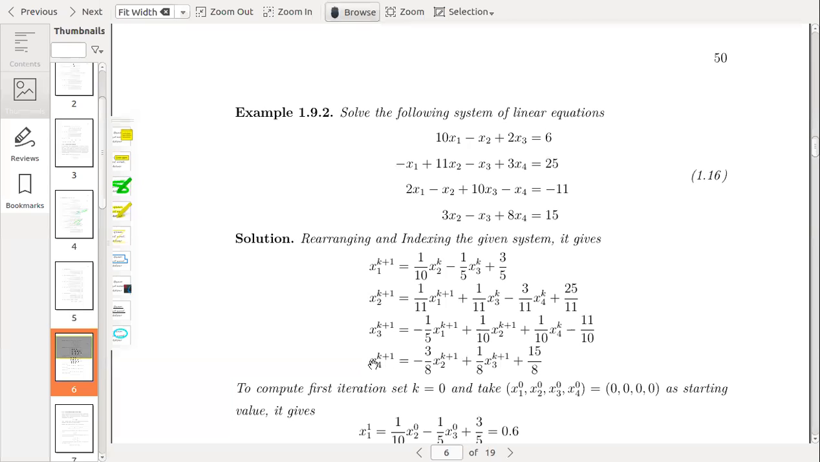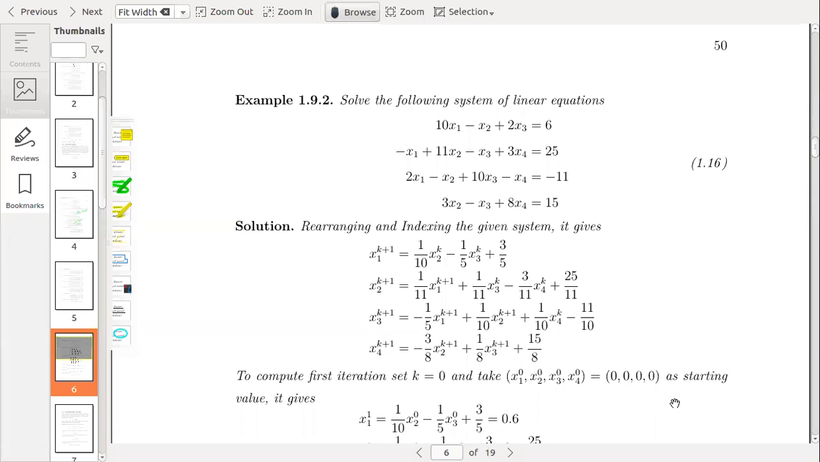So similarly, x3(k+1) is equal to minus 1/5 x1(k+1) plus 1/10 x2(k+1) plus 1/10 x4(k). So to compute the first iteration, set k equal to 0 and take x1(0), x2(0), x3(0), x4(0) equal to 0, 0, 0, 0 as starting values.